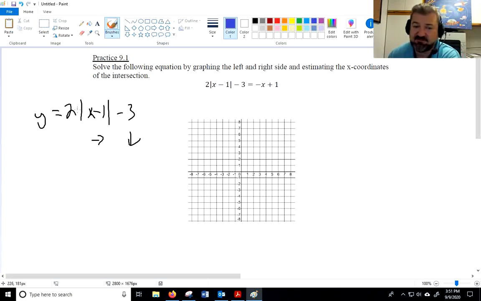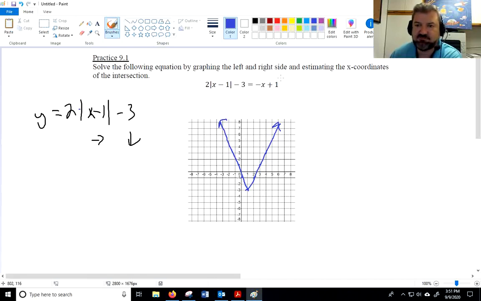Technically, it's multiplying by 2 before it subtracts 3, so I should say we move to the right 1, because we do inside first, then I stretch by 2, then I subtract 3. But it's going to be easier for me to graph doing it this way. So 1 to the right, 3 down, and then stretch by 2. So instead of going up 1 over 1, I'm going to go up 2 over 1. Up 2 over 1. Up 2 over 1. Something like that. And something like that. Okay?